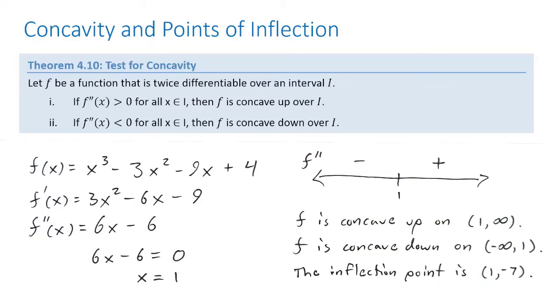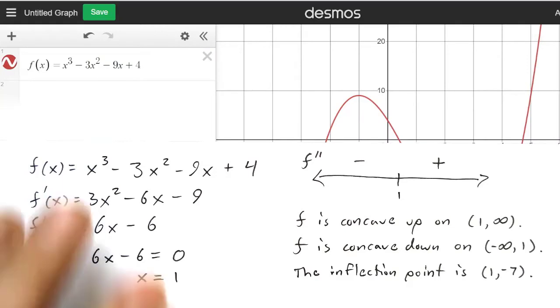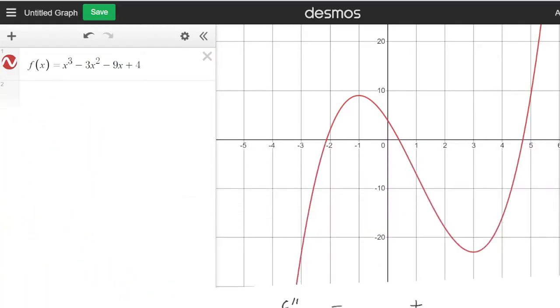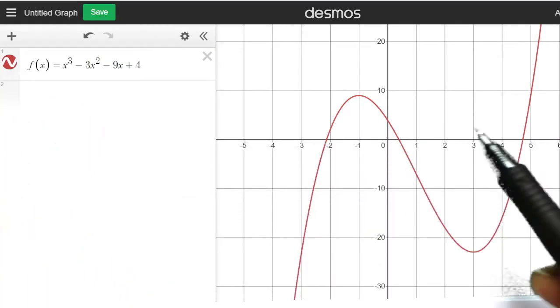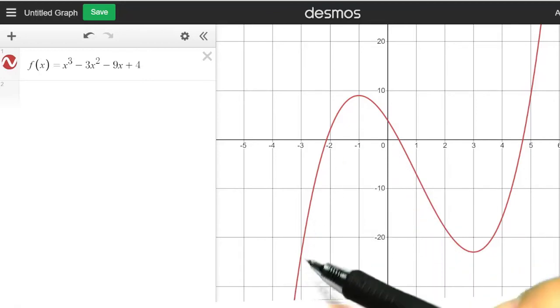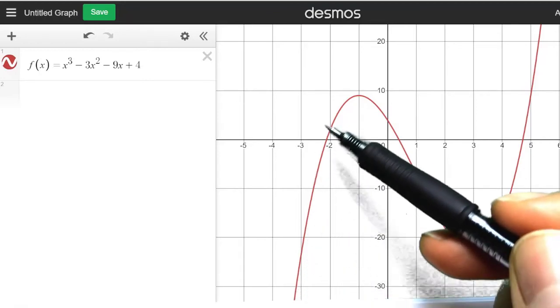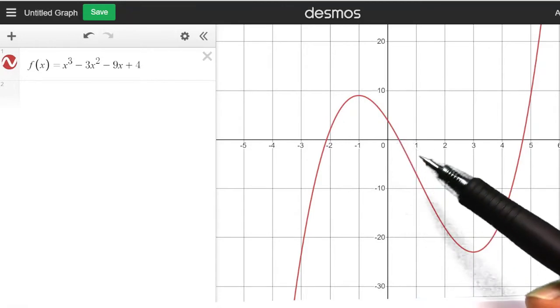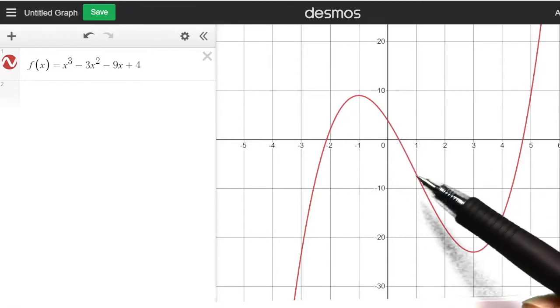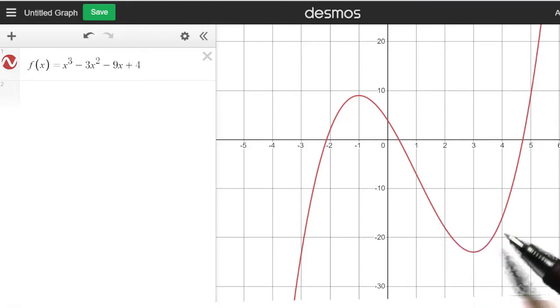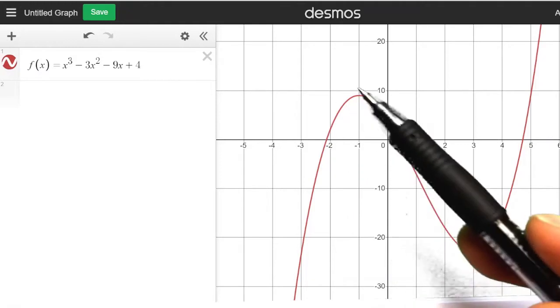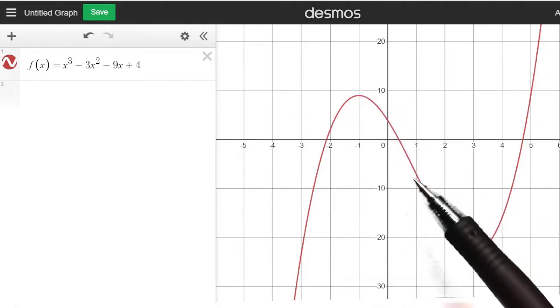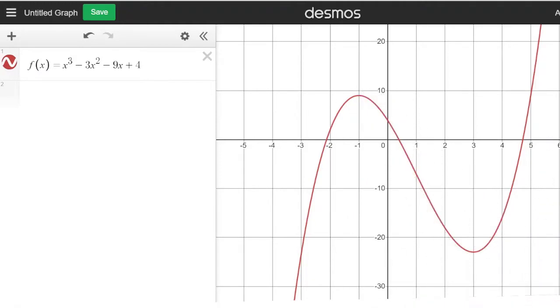Okay, so let's take a look at the graph of this function and just verify that this makes sense. So you can see this is the graph of the function we were working with. We can see that it's concave down, bowl-shaped down, until we get to about here. And that is at 1. And after 1, it becomes bowl-shaped upwards, concave up. And that's just what we verified. So we can see it's concave down from negative infinity to 1, concave up from 1 to infinity.